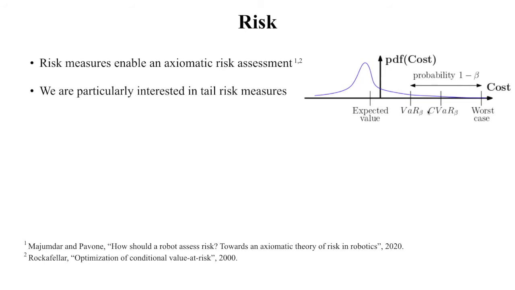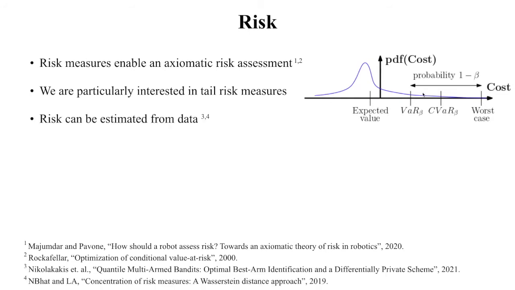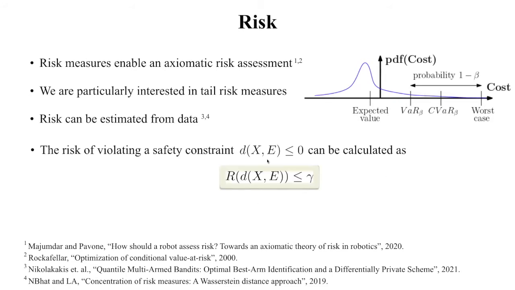I am here omitting their mathematical definitions, but the value at risk at level beta indicates that the probability of having a cost higher than the value at risk is less than 1 minus beta. As closed form expressions are mostly hard to obtain for general cost distributions, the risk associated with a cost function is mostly in the literature estimated from data, and I've given some references over here.